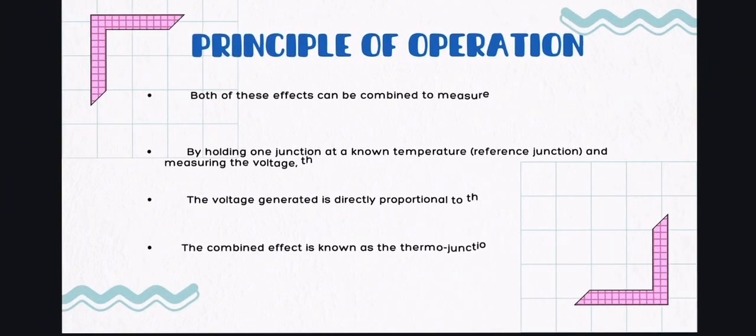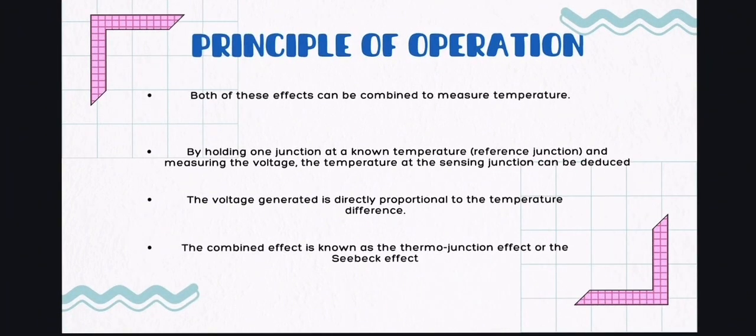Principle of operation. Both of these effects can be combined to measure temperature. By holding one junction at a known temperature, the reference junction, and measuring the voltage, the temperature at the sensing junction can be deduced. The voltage generated is directly proportional to the temperature difference. The combined effect is known as the thermojunction effect or the Seebeck effect.